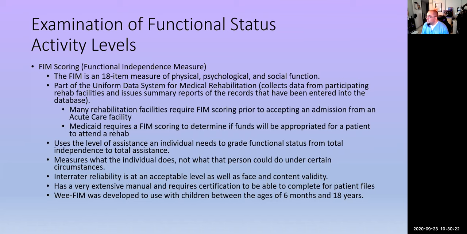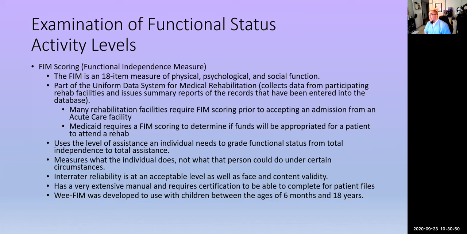And Michelle will tell you that is very common for anything that's involving the government. Would you agree with that, Michelle? Yeah, right? It is. It's military, you need to change a lug nut, there's probably a manual that's about 40 pages long, right? It is an extensive manual. You do have to learn it. And it also requires you to do a certification test to complete it for patient files.